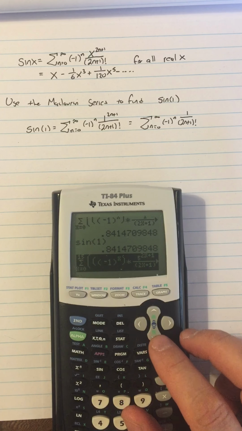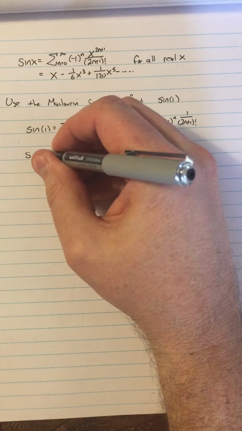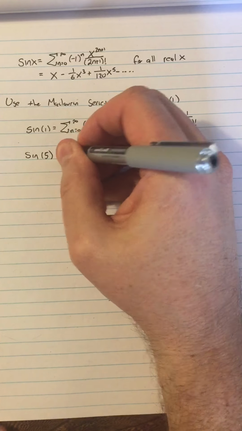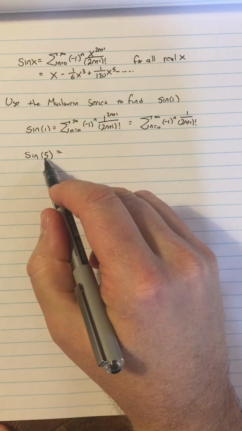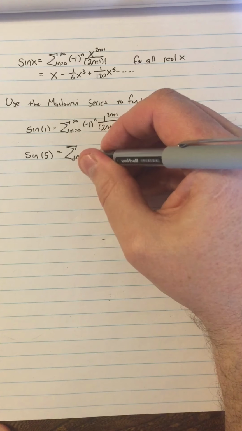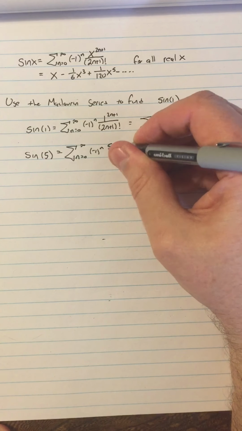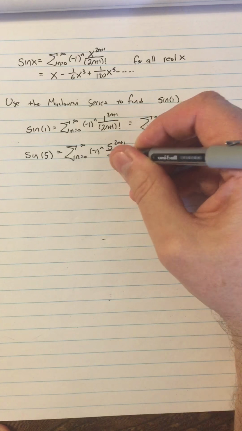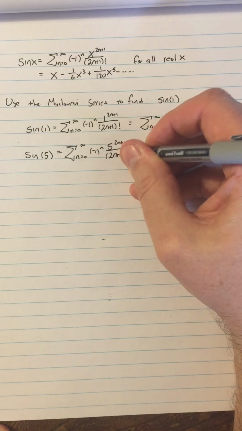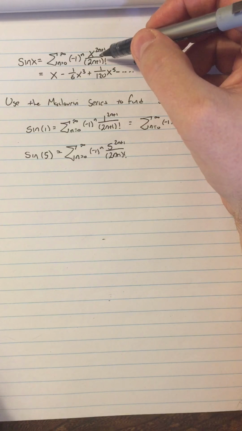What do I got next up here? All right, so what if I wanted sine of 5? The value that I'm putting here is the x. So I have the sum from n equals 0 to infinity of negative 1 to the n, and this time I'm going to have 5 to the 2n plus 1 over 2n plus 1 factorial. That's just subbing a 5 into this equation up here.